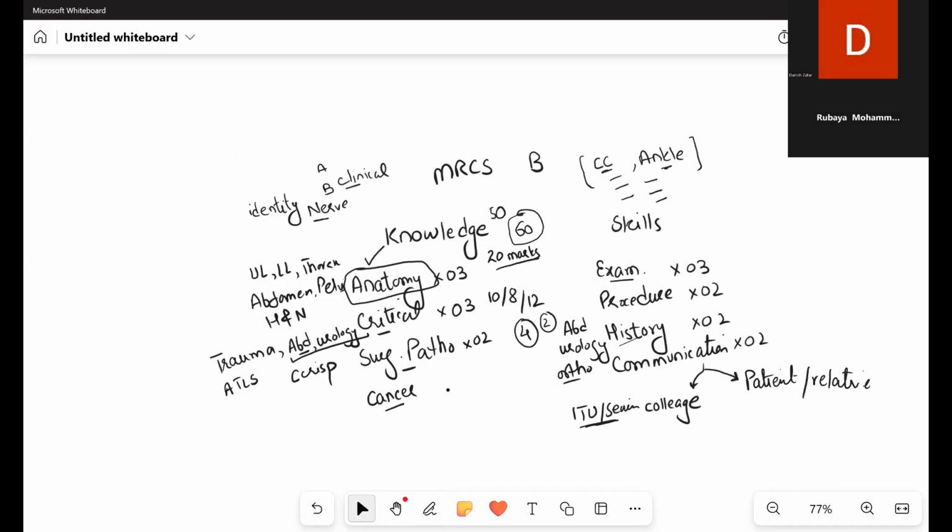Now each session will be around 9 minutes each, and there will be a bell at 6 minutes. So there will be a bell at 6 minutes, and then there will be a bell at the ninth minute. Then they will give you 1 minute to move from one station to the other station.